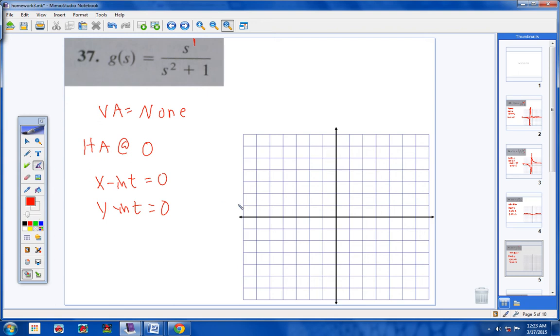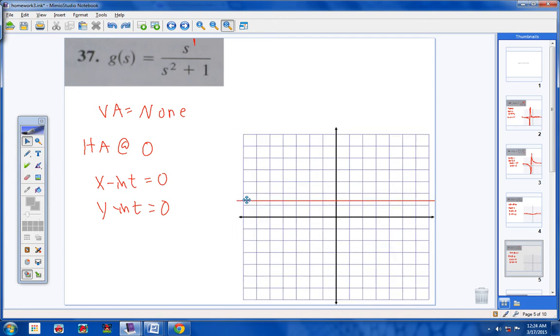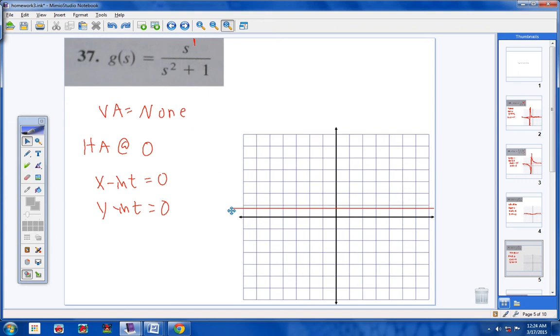Let's get our horizontal line up here. Horizontal line at 0. There we go. And we have an x-intercept of 0. So right away we can see that our horizontal asymptote is going to be crossed, okay? But that's okay. That happens sometimes. We know that, okay?